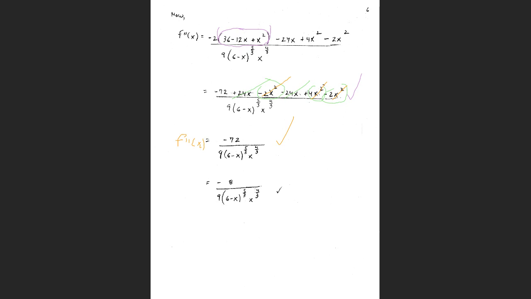We got negative 72 over the denominator, 9 times 6 minus x to the 5/3 times x to the 4/3. But the negative 72 and the 9 simplify, so you get negative 8. How about that, huh? I think that's absolutely amazing.